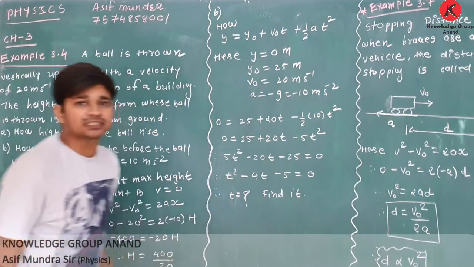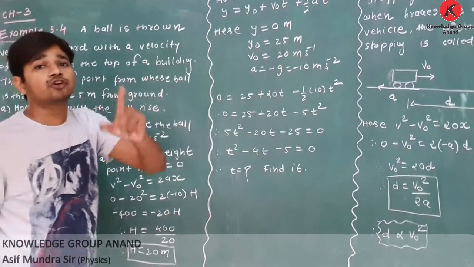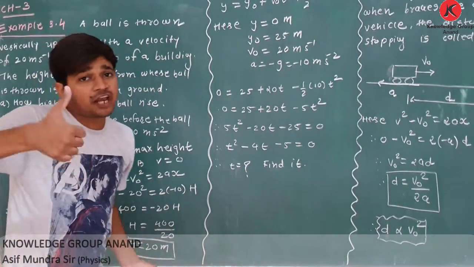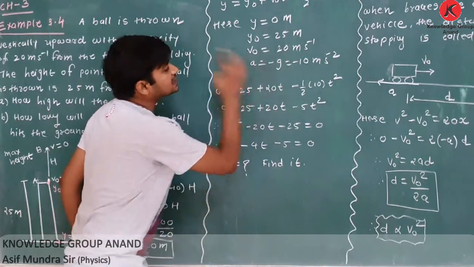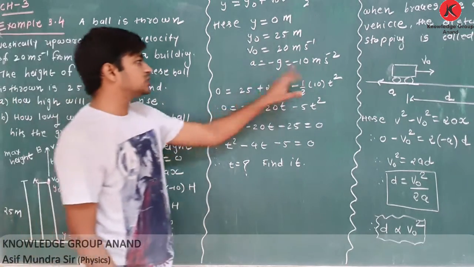V0 is 20 meters per second because the ball is thrown in the upward direction. So we have considered the upward direction as positive. Gravitational acceleration is always in the downward direction, so a is equal to minus 10.